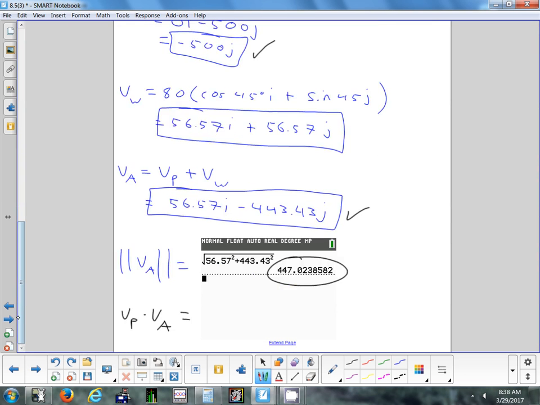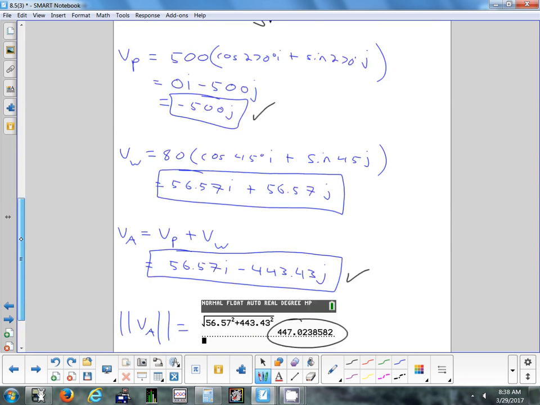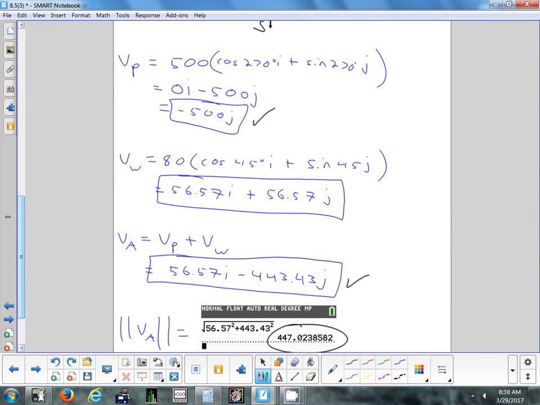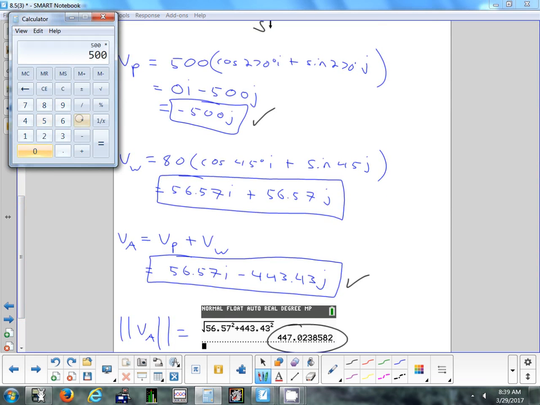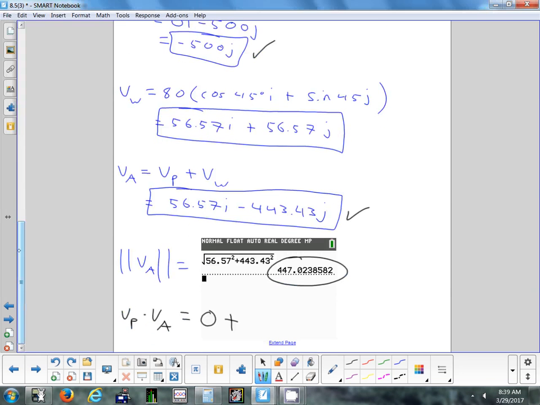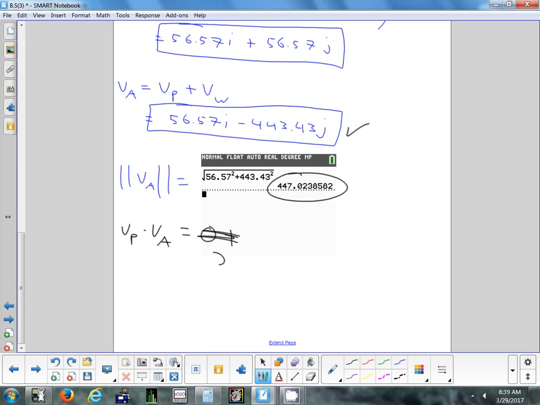0. Okay, so that's 0 plus, now multiply the j component in v sub p and the j component in v sub a. So it's going to be negative 500 times negative 443, and that's going to cancel and become a positive. So 500 times 443.43 is a big number, 221,715. Okay, so I need the dot product. What else do I need?